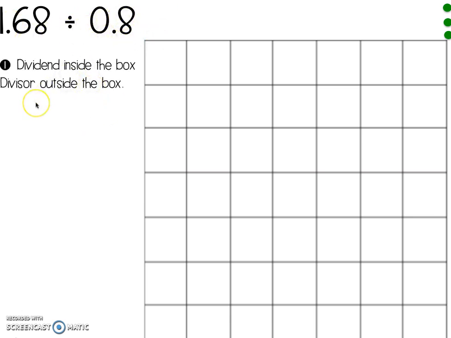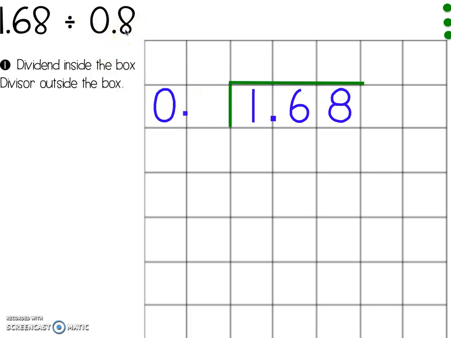So the first thing that we do when we're dividing decimals is to figure out which of these is the dividend that goes inside the box, and then which one is the divisor that's going to go on the outside of the box. So in this one, we're taking 1.68 and dividing it into 0.8 pieces. So our 1.68 is our dividend, so it's going to go inside of our division box. And then that makes 0.8 our divisor out here on the outside. So go ahead and set up your problem where we have 1.68 on the inside, and then 0.8 as our divisor on the outside.